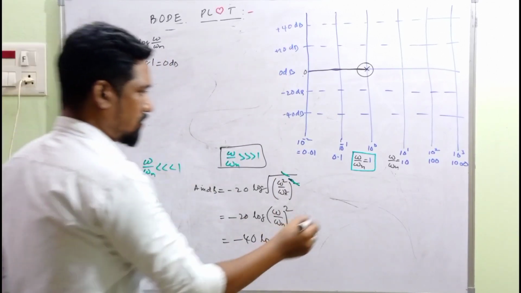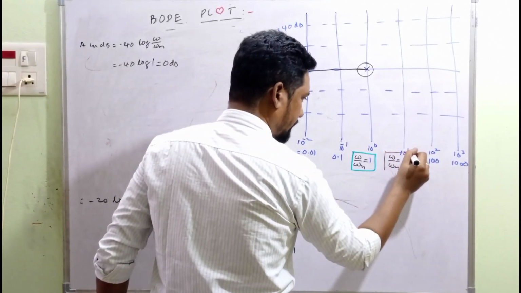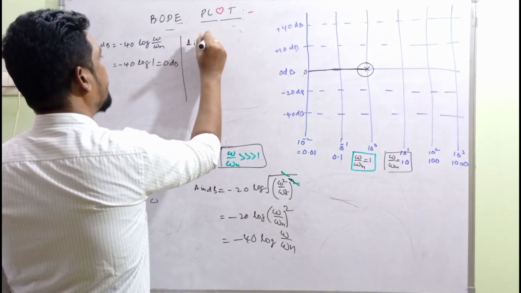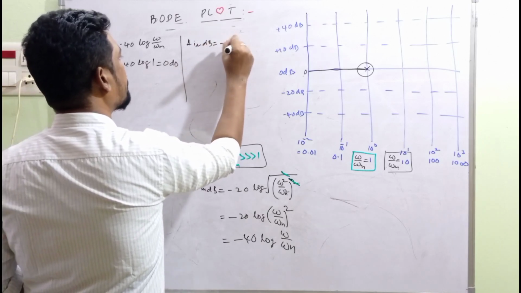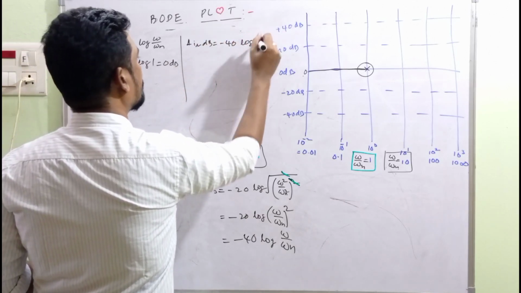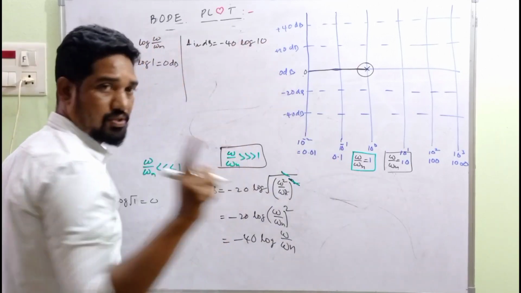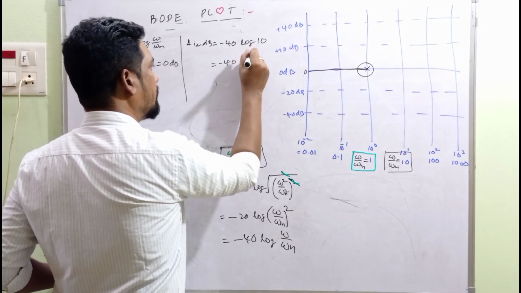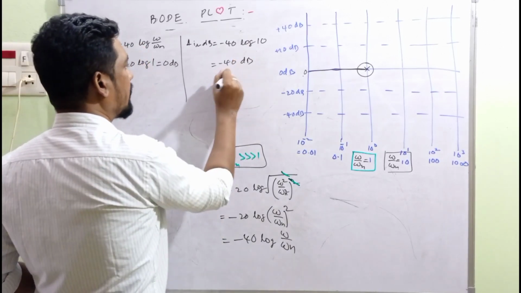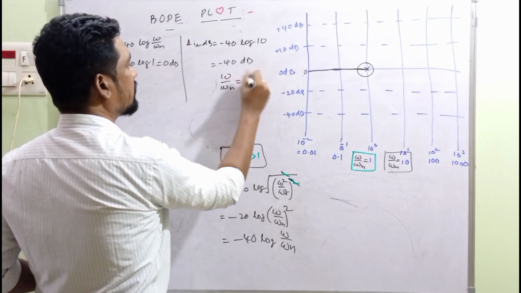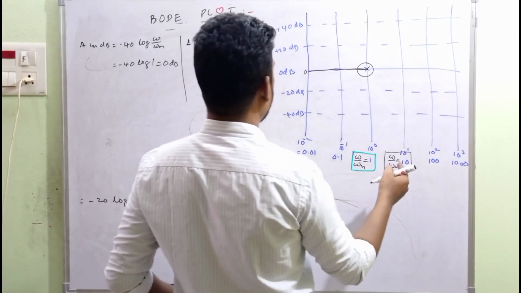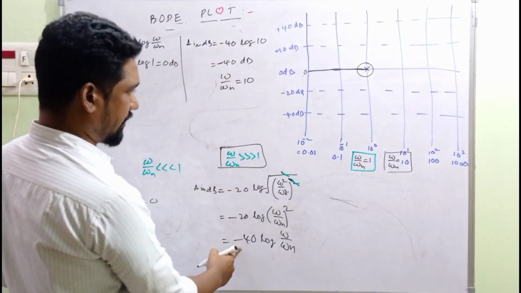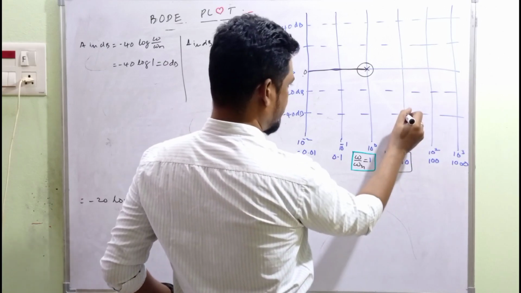And the second case, for omega by omega n equal to 10. Guys, plugging in that value, A in dB will be equal to minus 40 log 10. Log 10 is 1, so we'll be left with minus 40 dB. At what value of omega? Omega by omega n equal to 10. Okay, so where is that 40? Minus 40 or plus 40? Guys, it's a minus 40. We have negative from the beginning, right? So it's a minus 40. Here, this is the point.